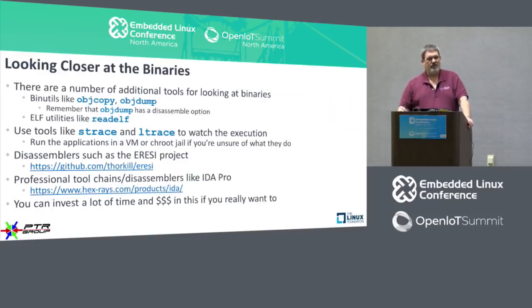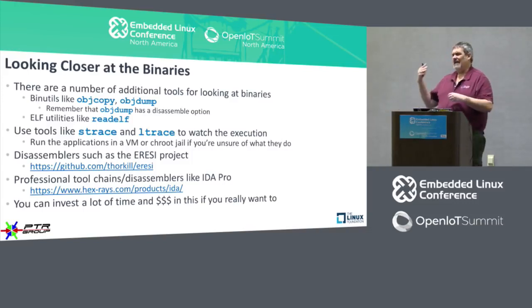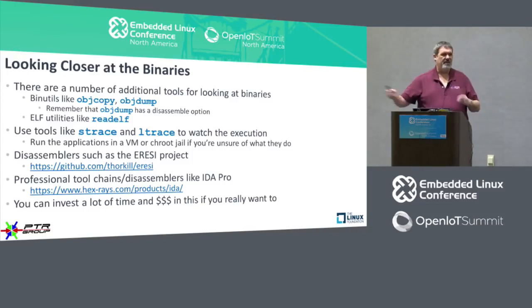All right, so now let's take a closer look at the binaries. Let's assume we managed to get the binary out of the image. What can we do with it? Well, first of all, there are binutils like objcopy and objdump, which will allow us to disassemble the data. objdump has the dash S option that allows me to disassemble the data. This is really useful if I know the manufacturer, if I know it's a MIPS or an ARM or a PowerPC, whatever. Then I get the objdump for PowerPC and I do an objdump dash S against that image and it will then disassemble the image for me.